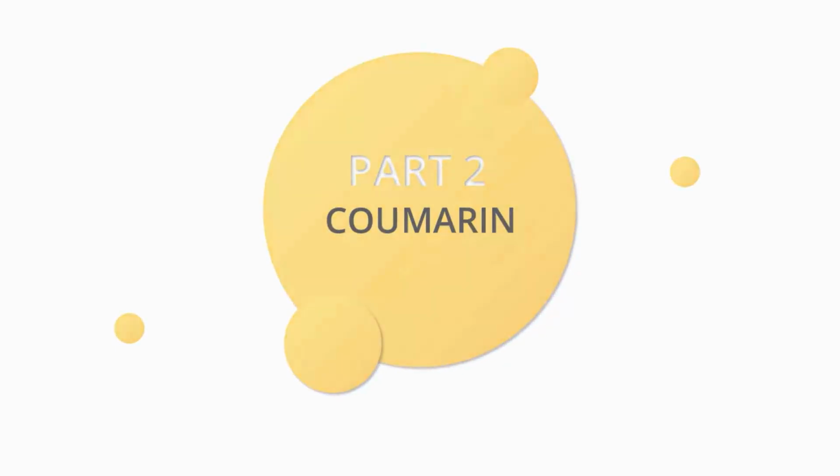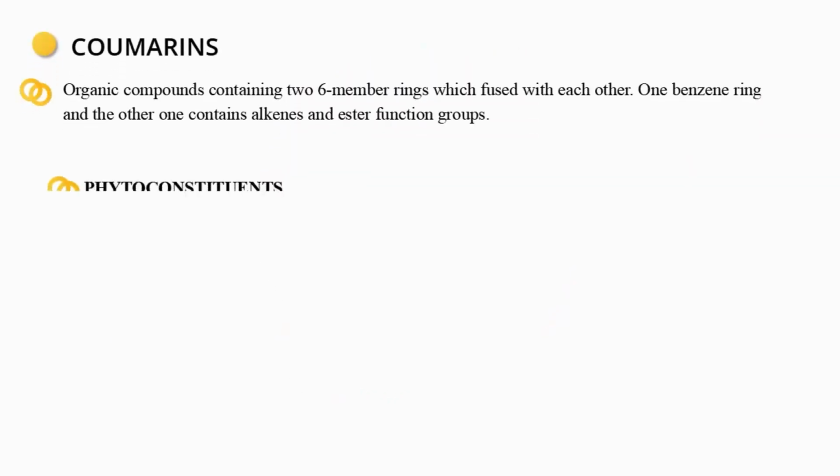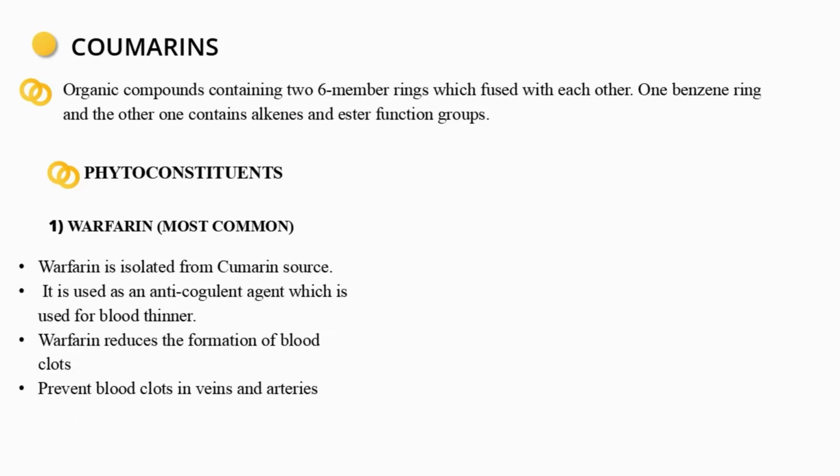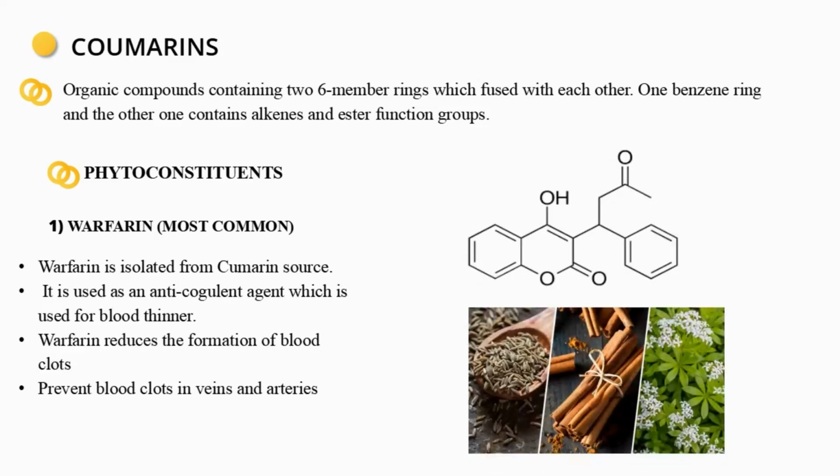Let's see what coumarins are. Coumarins are organic compounds containing 2 six-member rings which are fused with each other: one benzene ring and the other one containing alkenes and ester functional groups. You can see over here 3 examples of coumarin molecules, and these are the phytoconstituents which fall in the category of coumarins. The first molecule is warfarin, the second molecule is psoralen, and the third one is xanthotoxin.